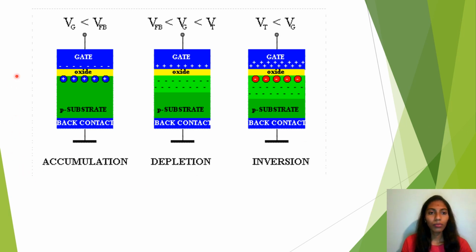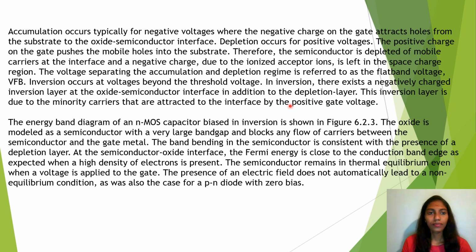This is the block diagram or structure for the accumulation, depletion, and inversion mode of operation, where in accumulation mode Vg is less than Vfb, and in depletion mode Vfb is less than Vg less than Vt, and in the inversion mode Vt is less than Vg. So let us see what happens in all three modes of operation.